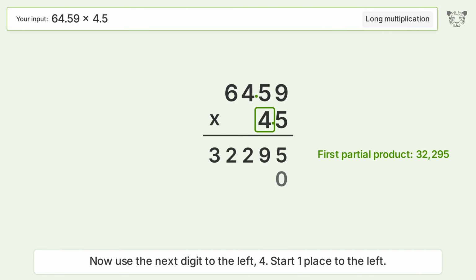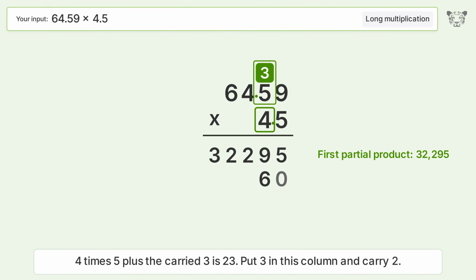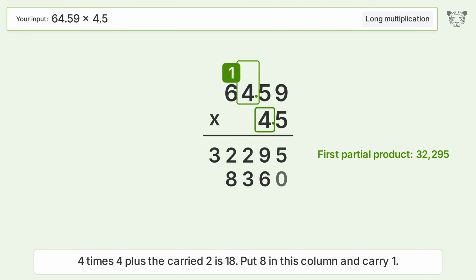Now use the next digit to the left, 4. Start one place to the left. 4 times 9 is 36. Put 6 in this column and carry 3. 4 times 5 plus the carried 3 is 23. Put 3 in this column and carry 2. 4 times 4 plus the carried 2 is 18. Put 8 in this column and carry 1.